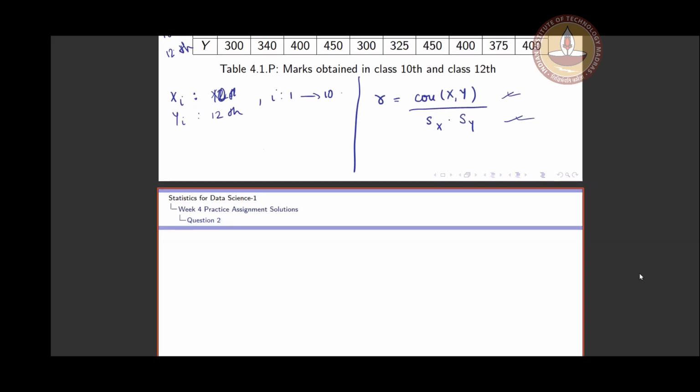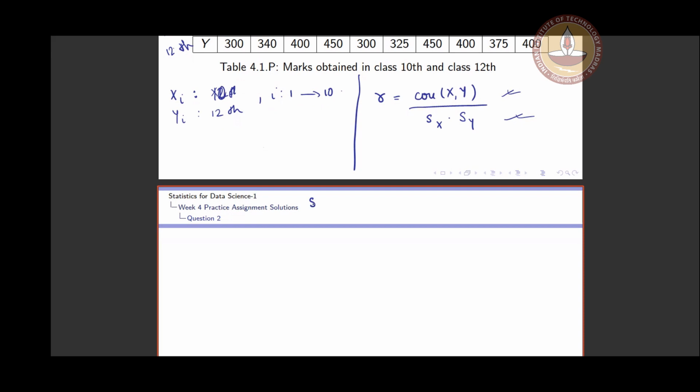So what is the formula for standard deviation? The standard deviation of x is equal to the square root of the sum over xi minus x bar whole square, where i is varying from 1 to 10, divided by 10. The standard deviation of y is equal to the square root of the sum over yi minus y bar whole square divided by 10, where i is varying from 1 to 10.